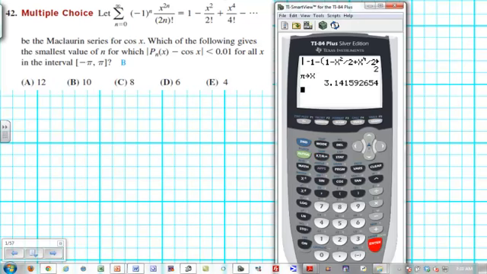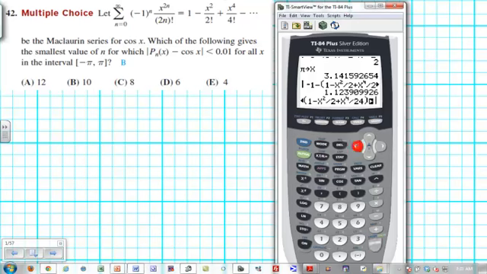Now, when I put in pi for x and ask what this error is, I get 1.12. Is that number less than 0.01? Nope. So 4 is not big enough. So let me do it again.